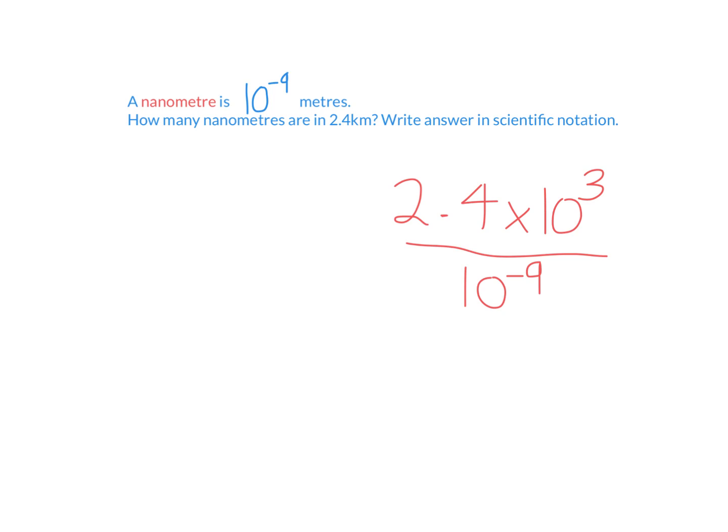I'm just going to use index laws to simplify this. So we have a number and some bases, so we'll do the number separately. The 2.4 has nothing to multiply by, so I'll leave it as it is. Now the rule for dividing bases, because this means division, you keep the same base and you subtract the powers. 3 subtract negative 9 is actually positive 12. So this is saying there are about 2.4 trillion nanometers in 2.4 kilometers.